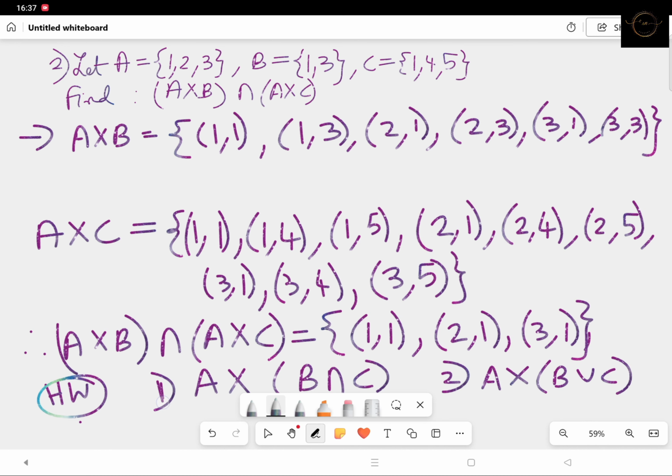For the first one, number 1, you have to find out B intersection C from the given sets. Then you have to find the Cartesian product of A and that set which you will find out. For the next one, you will find out B union C, and then A into (B union C). Find the Cartesian product. That's it. Moving to the next sum.